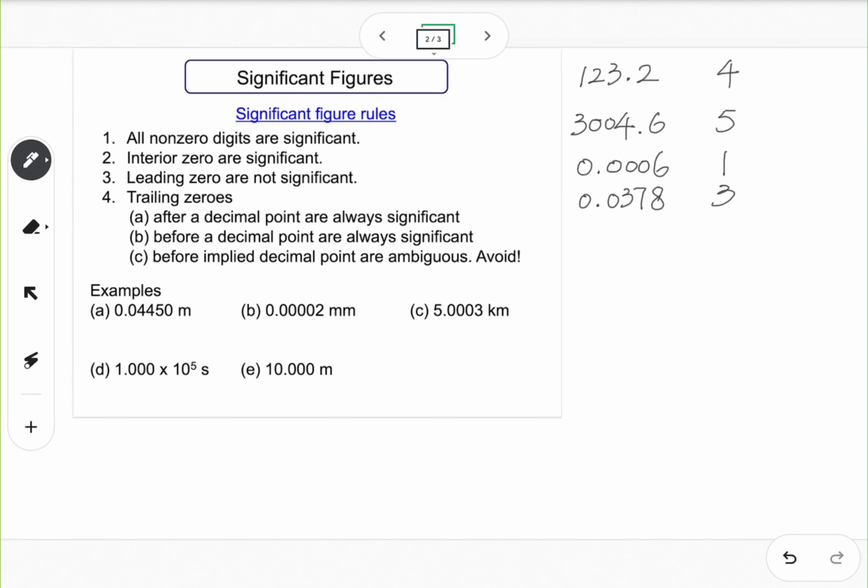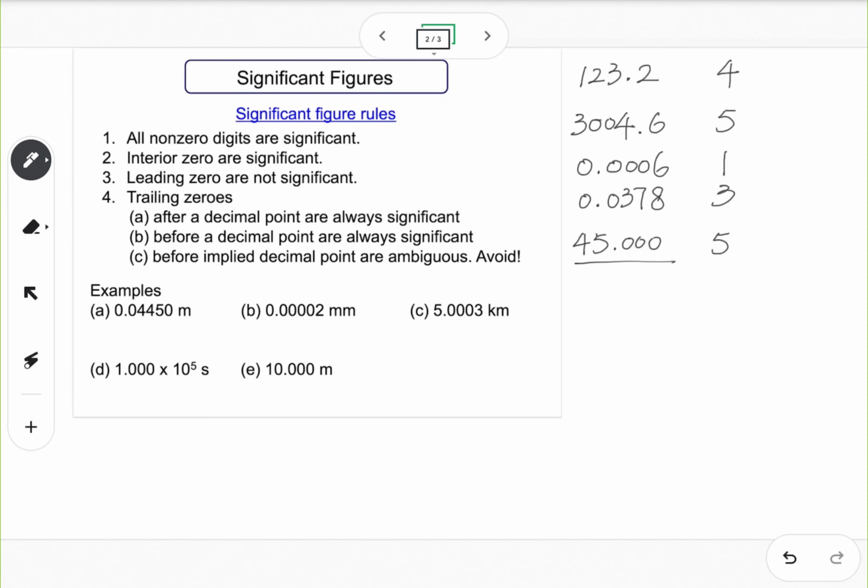Rule number 4, trailing zeros. Well, in this case, you have to be specific. You have to deal with 3 possibilities. The first one is that trailing zeros after a decimal point are always significant. What does that mean? Let's take a look at this example. 45.000. These 3 zeros are after the decimal point. So according to rule number 4a, these 3 zeros are significant. So for this number, you have 5 significant figures.